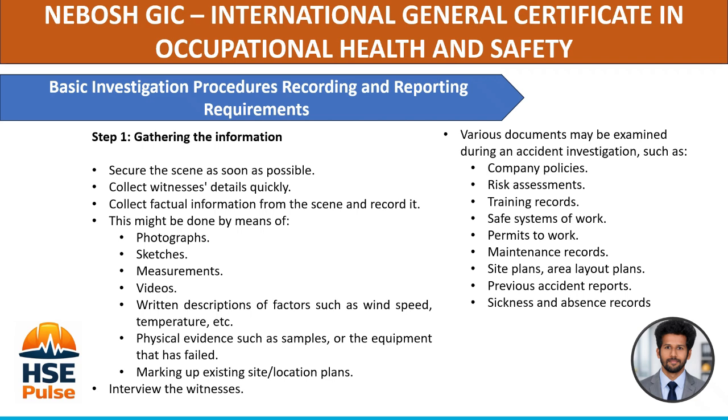What are the various documents that need to be examined during an accident investigation? These include company policies, risk assessments, training records, safe system of work procedure documents, permit to work documents, maintenance records of the equipment which is involved in the accident, site plans, area layout plans, and emergency evacuation layout, previous accident reports, including reporting form and also detailed investigation report of the previous accidents. Then sickness and absence records.